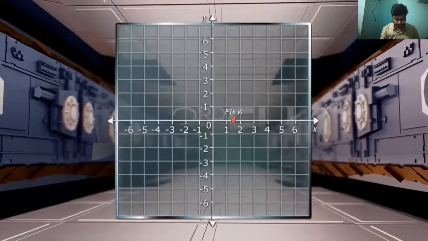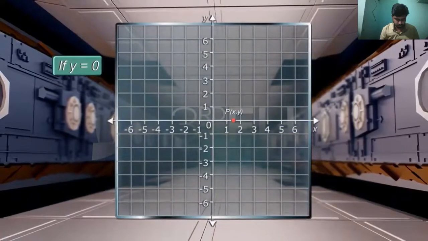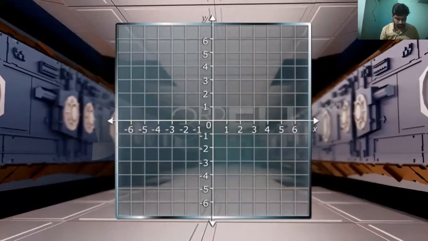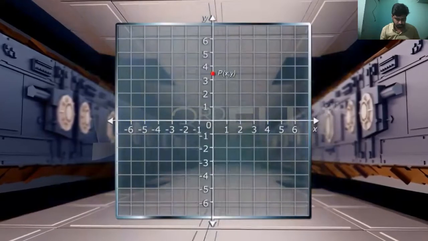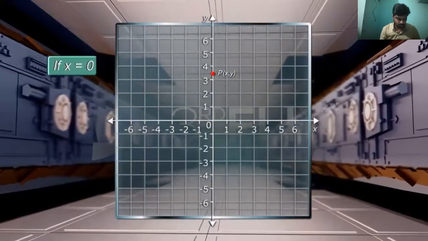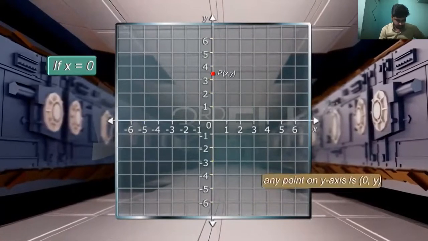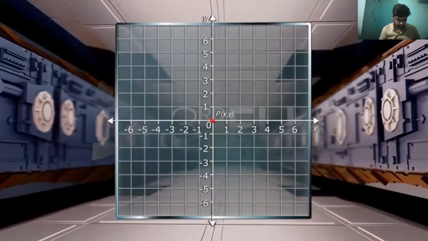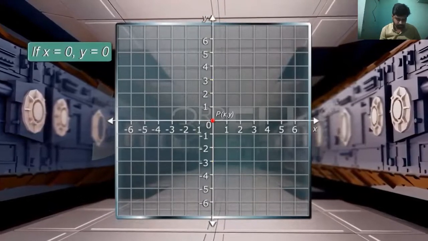P(x, y) is a point on the x-axis if y is equal to 0. Therefore, any point on the x-axis is of the form (x, 0). P(x, y) is a point on the y-axis if x is equal to 0. Therefore, any point on the y-axis is of the form (0, y). P(x, y) is the origin if x is equal to 0 and y is equal to 0.